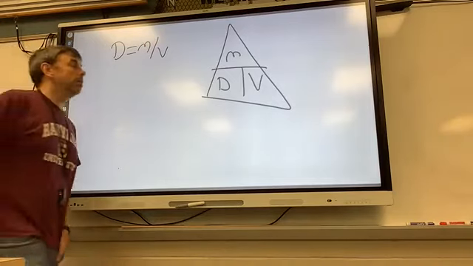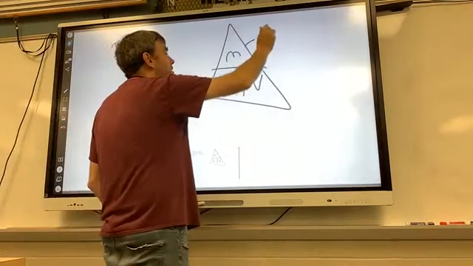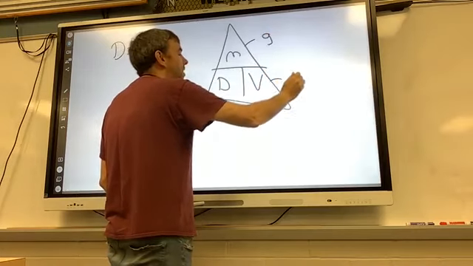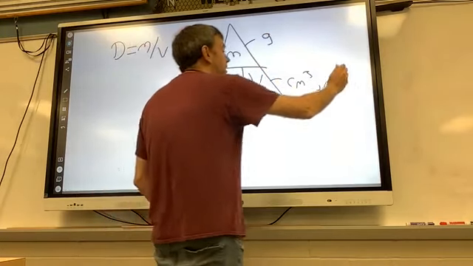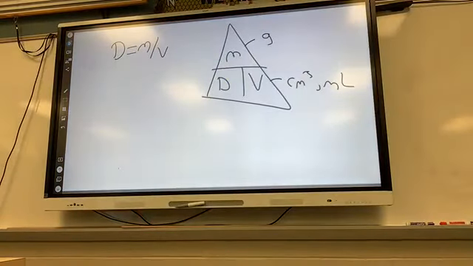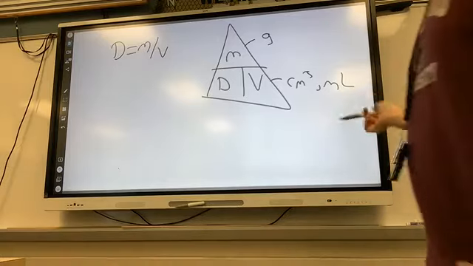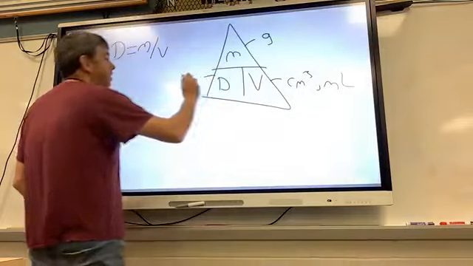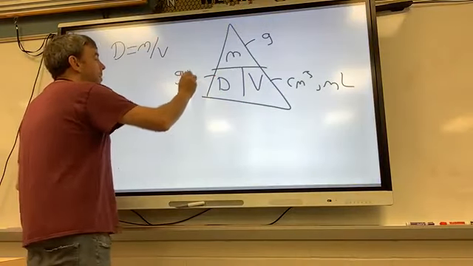Okay. So mass is usually measured in grams. Volume is going to be centimeters cubed or milliliters. Is this what your equation triangle says? Might say milliliters, might say liters. Sometimes it's centimeters cubed. And density is grams per milliliter.